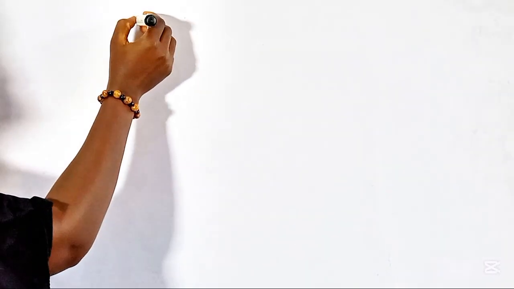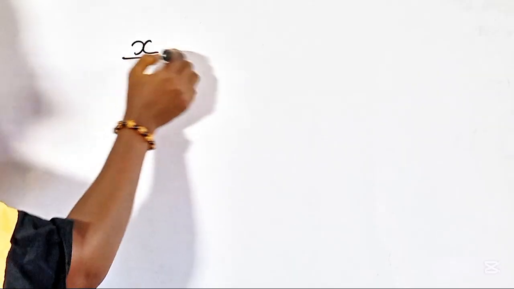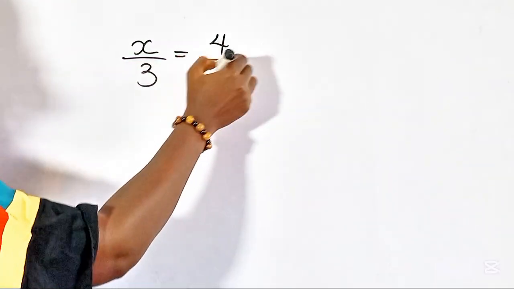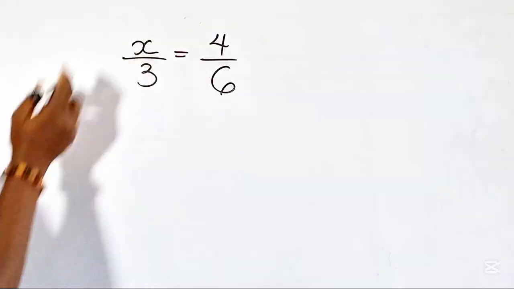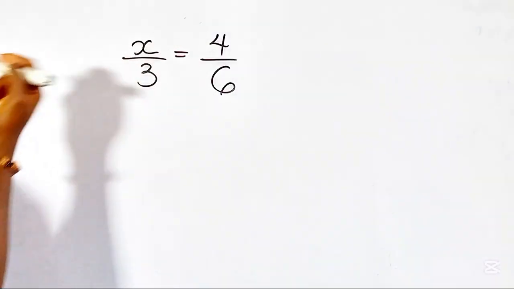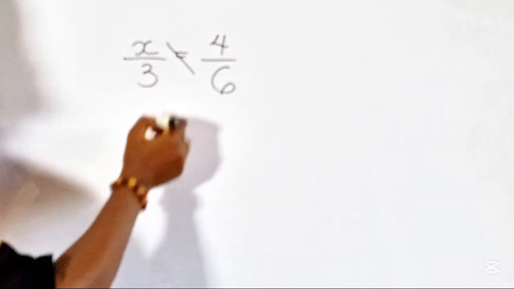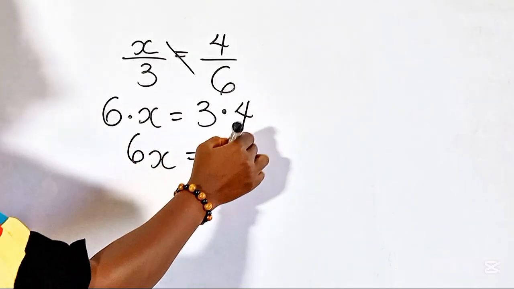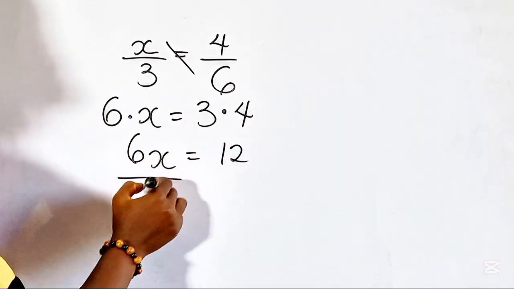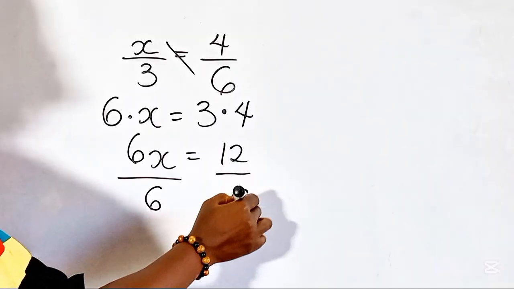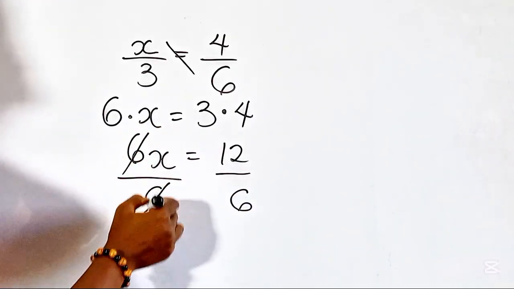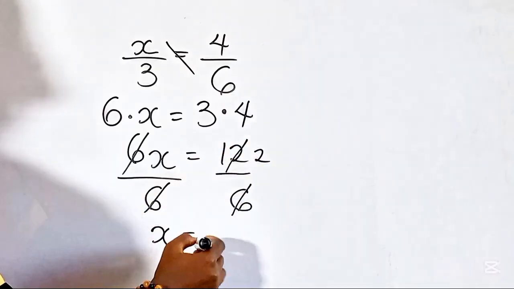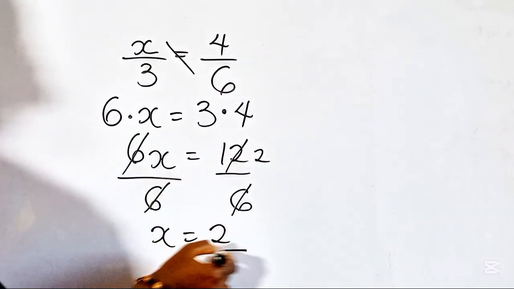Let's solve one problem using cross multiplication. Okay, let's say we have x over 3 equals 4 over 6. We are to solve for x. So using cross multiplication, we have 6 multiplying x, 6x equals 12. To find x, we divide both sides of this equation by 6. This 6, we take care of this 6, we have x left. And 6 will go into 12 two times, so we have x as 2.